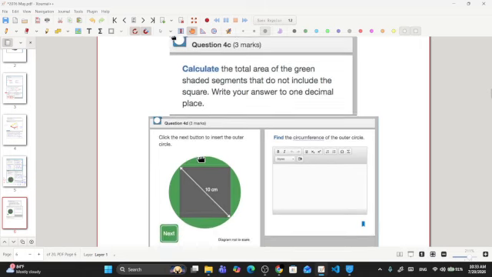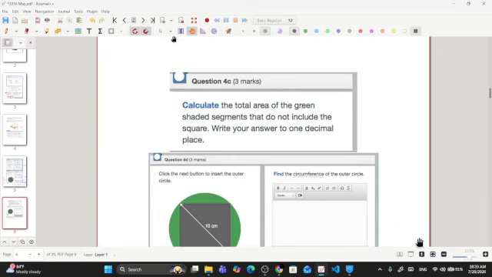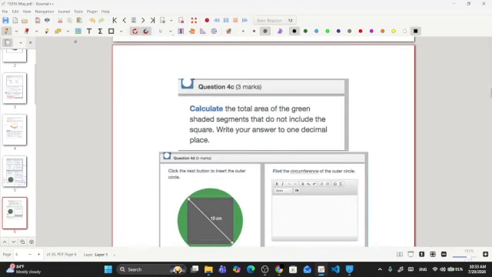Area of the green region. Now, logically speaking, the area of the green part can be found in one way. What is that? It could be the area of the circle minus the area of the square, right? Simple, no need to make it more complicated.